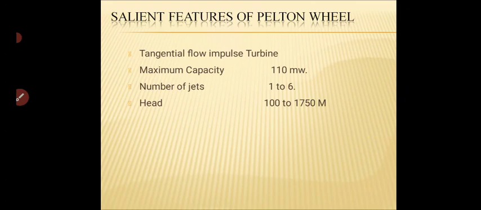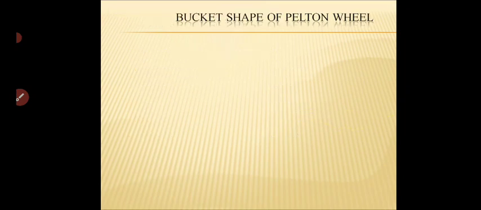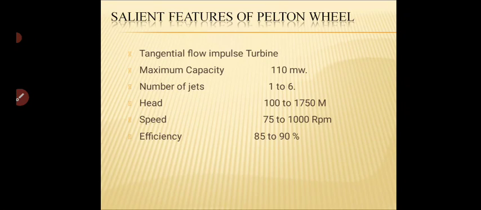Head, 100 to 1750 meter. It is a high head turbine. The specific speed of the impulse turbine is 75 to 1000 rpm. The efficiency of the impulse turbine is about 85% to 90%. These are the salient features of the Pelton wheel.